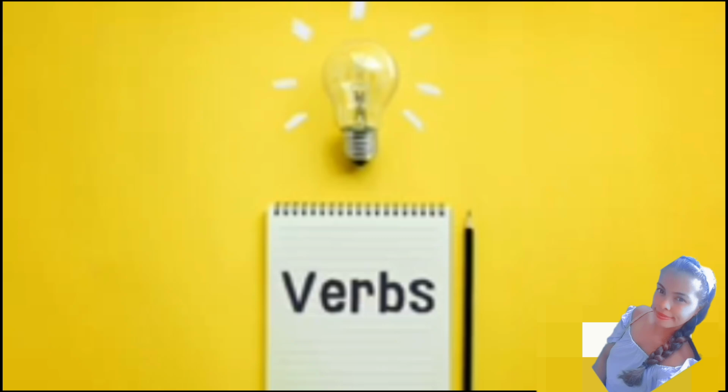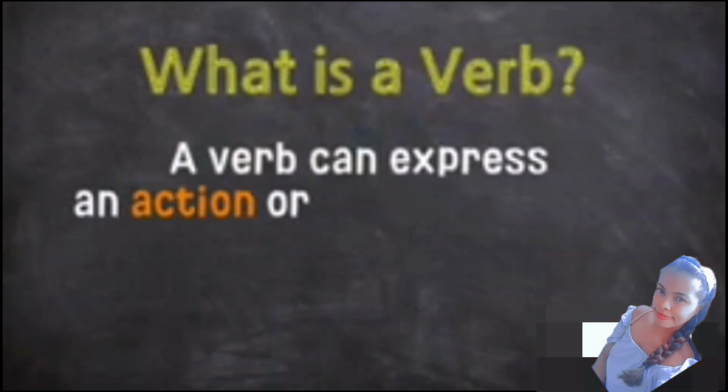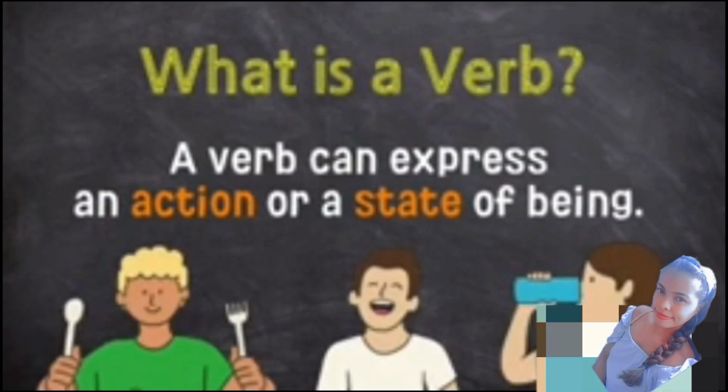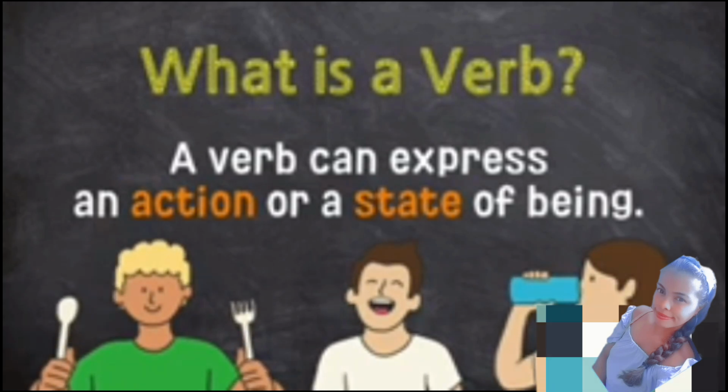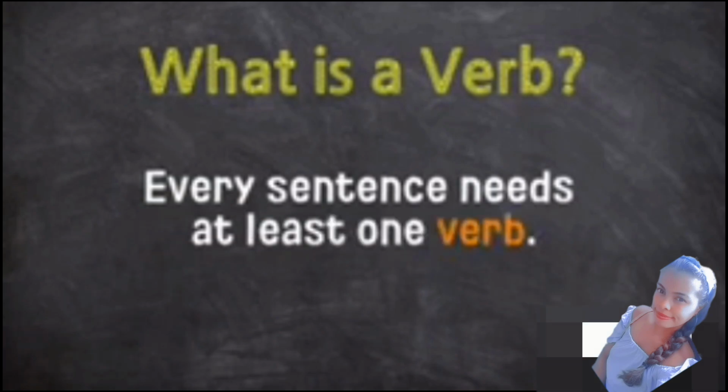What is a verb? A verb is a word that describes an action or a state of being. Without a verb, you cannot express what you do or how you feel. Verbs are important because every sentence needs at least one verb. Let's have a look at a verb in the following sentence.